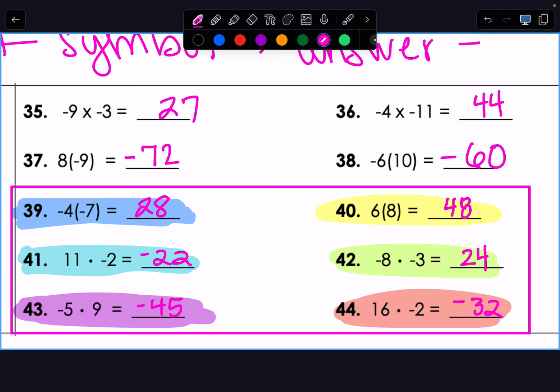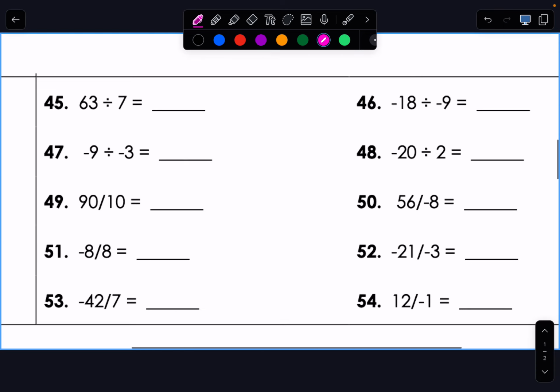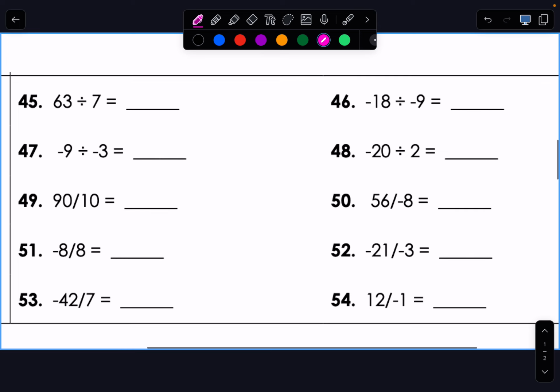All right. Now let's talk about dividing. Okay, the same rules apply, which is really nice that multiply and divide have the same rules. Okay? So let's look at number 45 first.